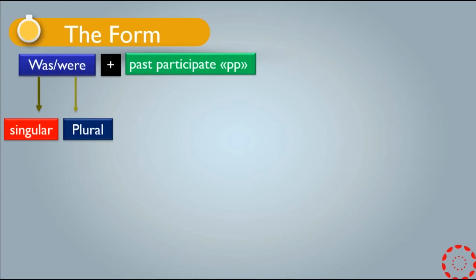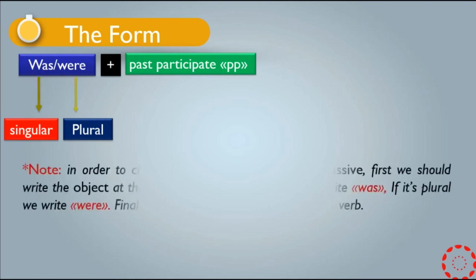And also were is used with plural, when our object has s or es. So remember, when our object is singular we use was, and when our object is plural we use were. And also after that we will change the past form of the verb to the past participle, also we can say PP. How are you going to do that?